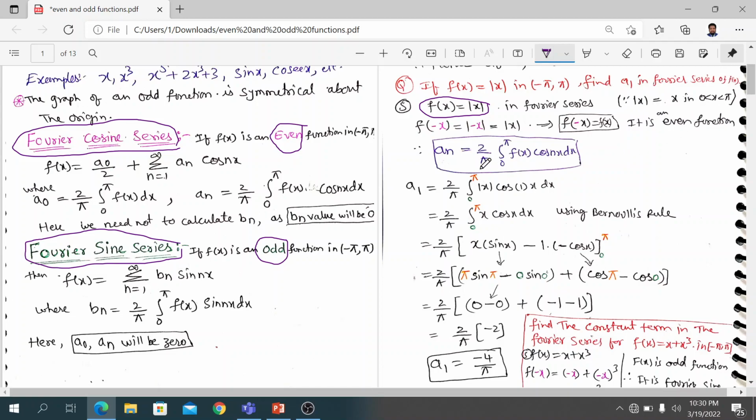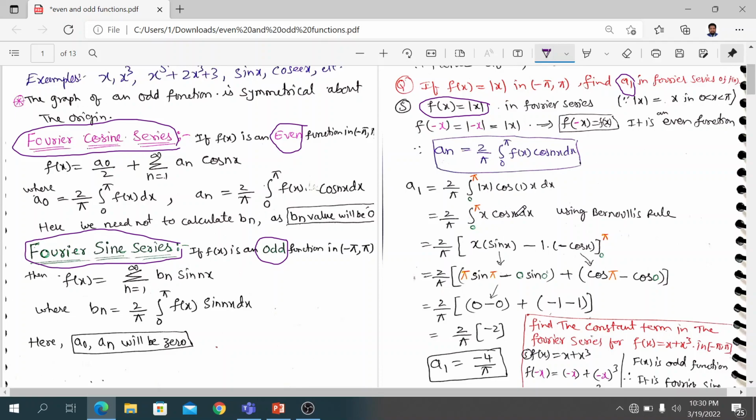Even function means the an formula is 2 by pi integration 0 to pi f of x cos nx. But our question is find a1. a1 means wherever n is there, substitute 1. So n value becomes 1: 2 by pi, 0 to pi, f of x cos 1x. But what is f of x? Mod x. Mod x means x.